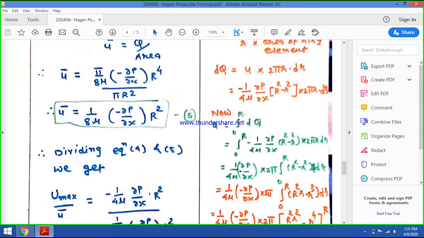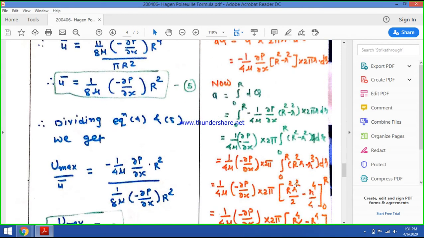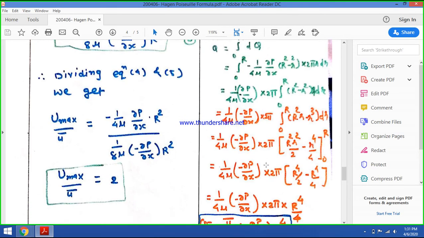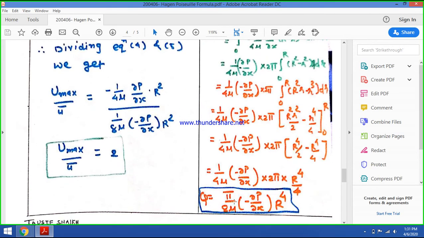Q is equal to the integration of 0 to R of dq. Okay, so put the value of dq here. By simplification you will get q is equal to pi upon 8 mu, in bracket, minus del p by del x, into R raised to 4.